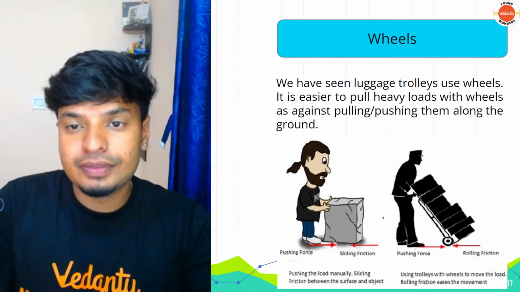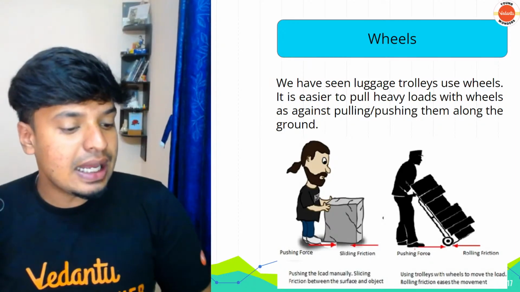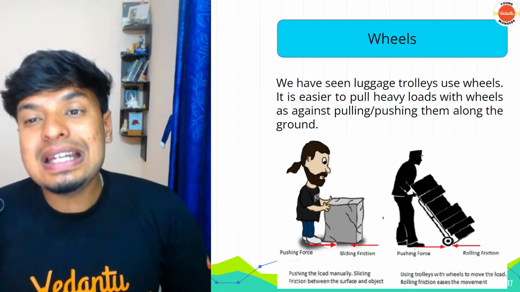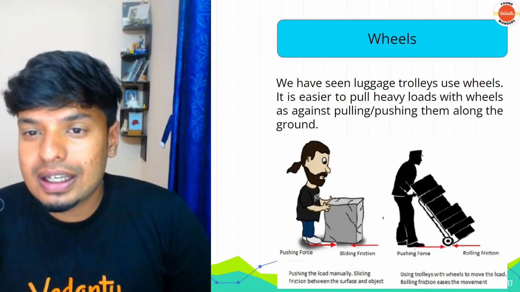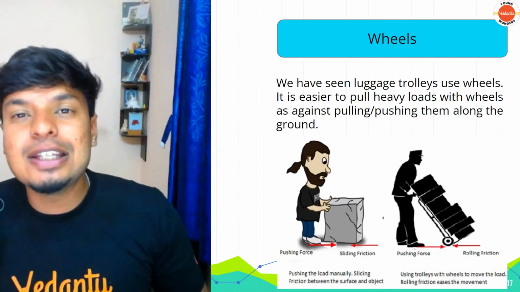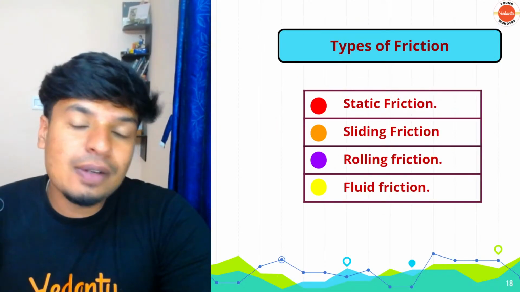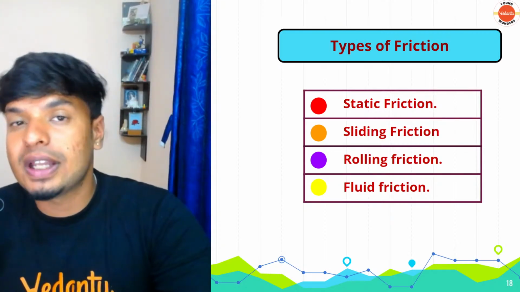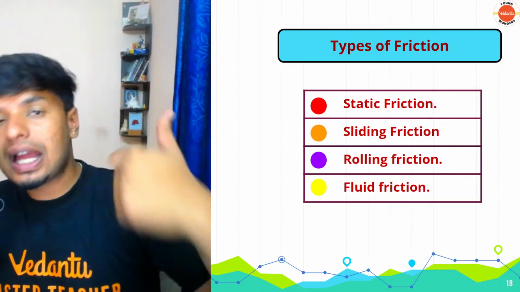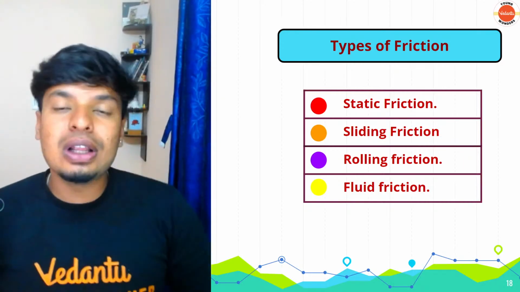Yeah, next one. Let's talk about the wheels of the trolley. If the weight will be less, then friction will also be less. Okay. Yes. So we have seen that luggage trolleys use wheels. It is easier to pull them than to push them or carry them. It's easy to pull them using wheels. Why is that? We will see. To understand that, we need to understand the types of friction that we have. We have static friction, sliding friction, rolling friction and fluid friction. Let's learn about all these four.